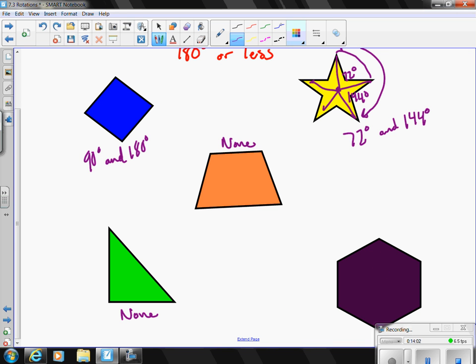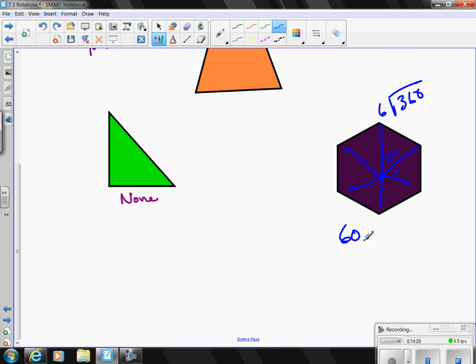You could figure out that angle again. There's 360 divided by 1, 2, 3, 4, 5, 6. Goes in there 60 times. This is a 60 degree angle. So this would have 60, 120, because 60 plus 60 is 120, and 180 degree rotational symmetry.